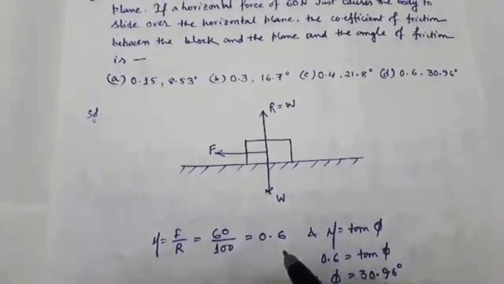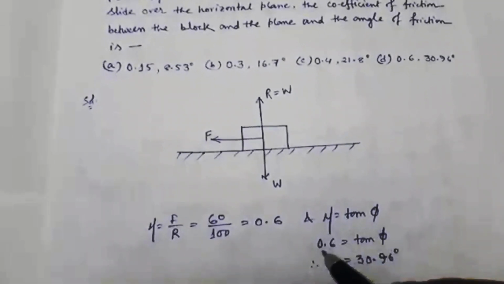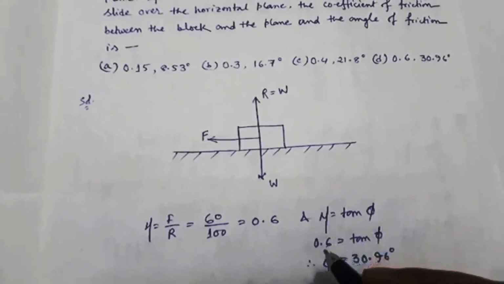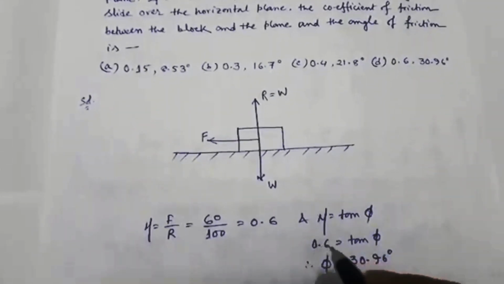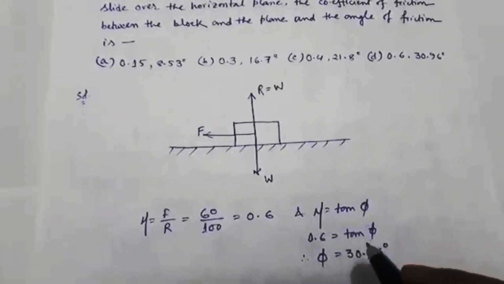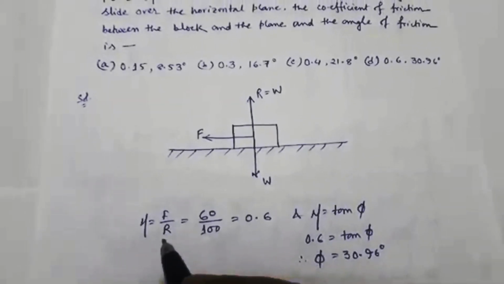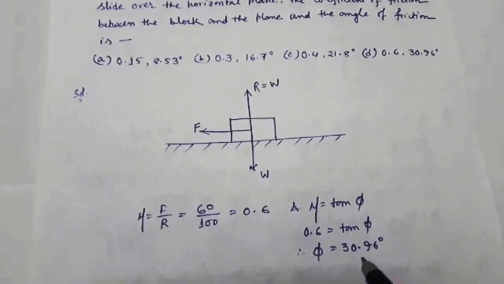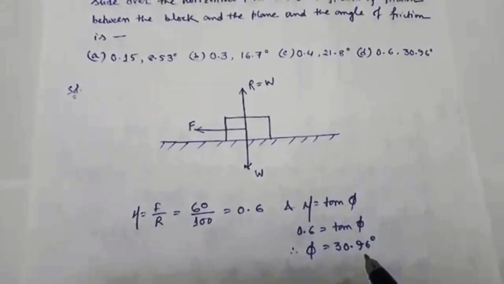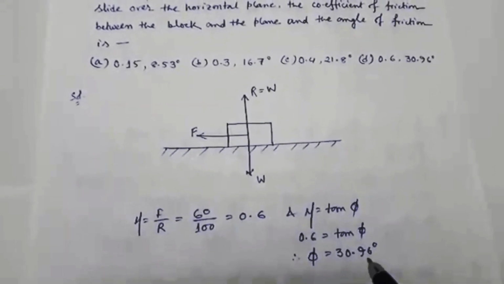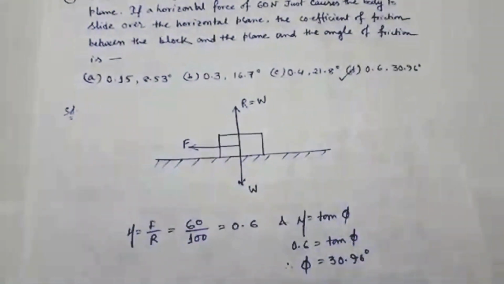And now we have to find the angle of friction, that is phi. We know that mu equals tan phi, and mu equals 0.6. So 0.6 equals tan phi, and we find phi equal to 30.96 degrees. So the coefficient of friction is 0.6 and the angle of friction is 30.96 degrees. So the answer should be D, 0.6 and 30.96 degrees.